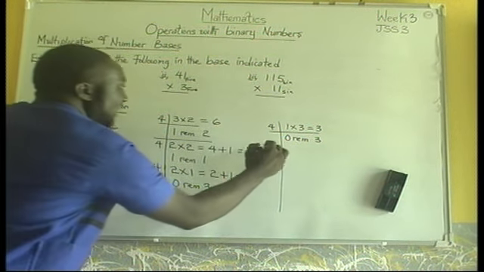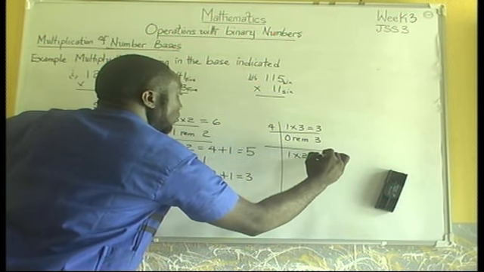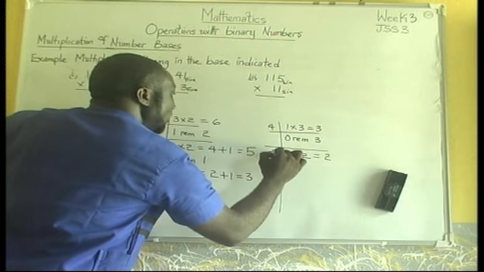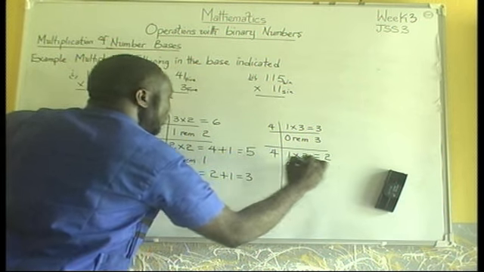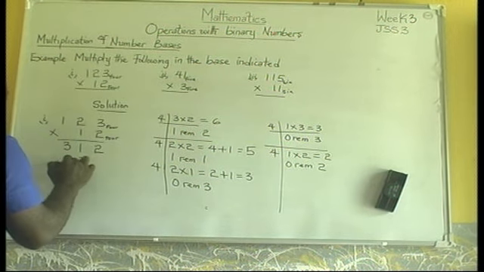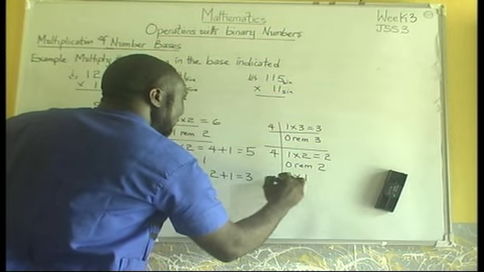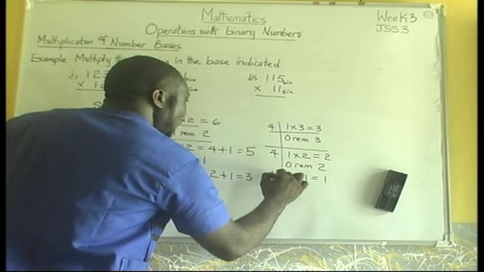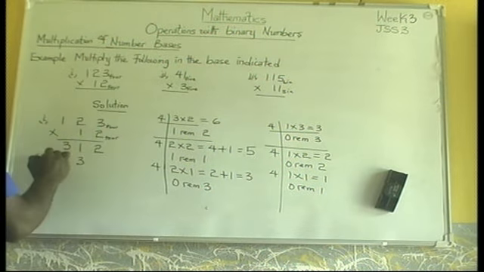1 times 2, the next one, is equal to 2. Let's operate it. 4 in 2, 0, remainder 2. So you put 2 here. Also 1 times 1 is equal to 1. 4 in 1, 0, remainder 1, which is 1 here.